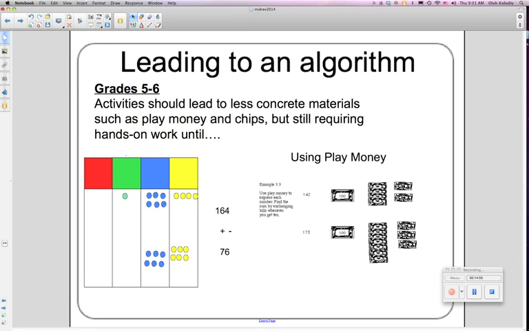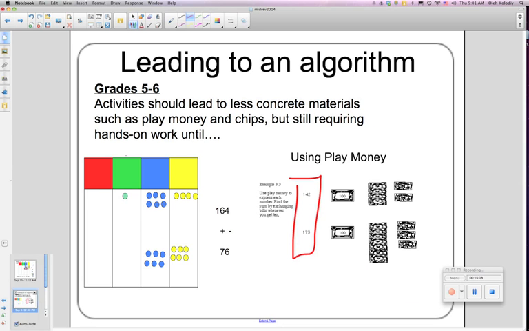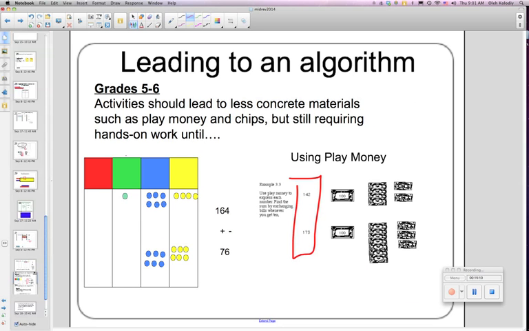Show each quantity together, 142 plus 173, and you can add all the bills together. When you have 10 ones, you exchange it for a $10 bill. When you have $10 bills, you can exchange it for a $100 bill.